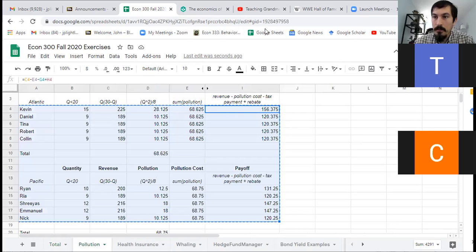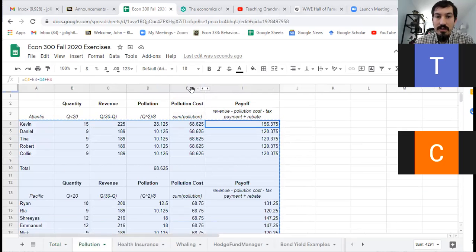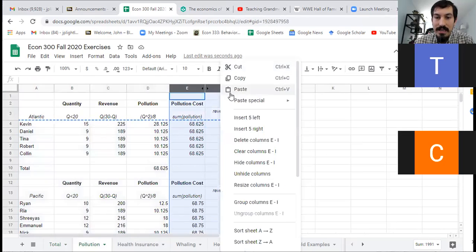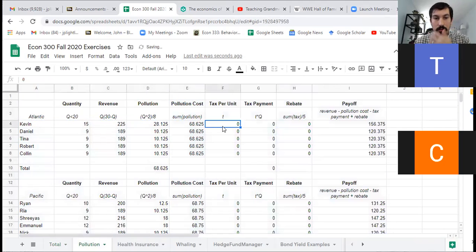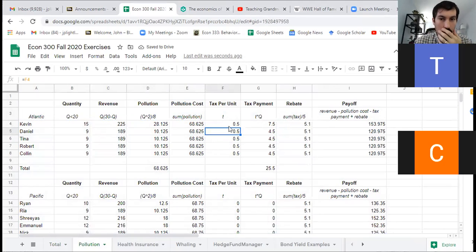You can make a tax that also has a rebate. In other words, anything that's taxed, unhide columns. So let me see what would happen in this same case, but there was a tax per unit of, say, 0.5. If it's 0.5, it's actually pretty low, isn't it? Oh, it should be more like 5. Sorry. Yeah, that's better.